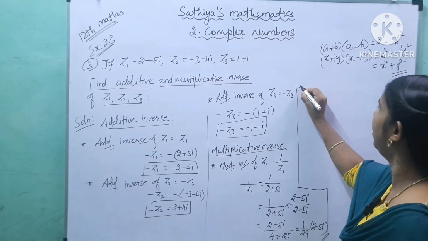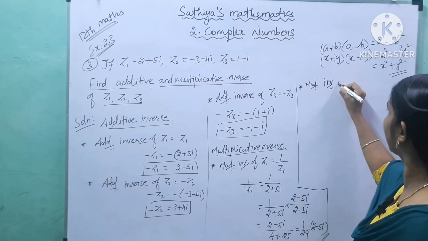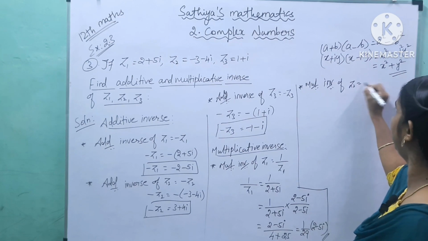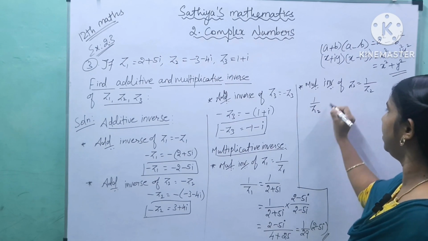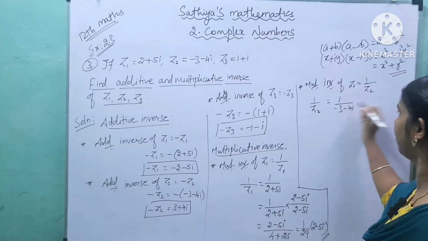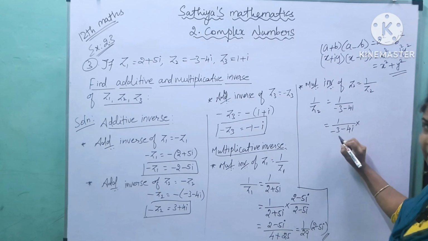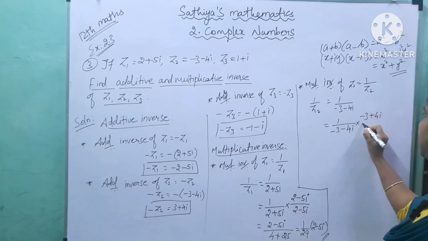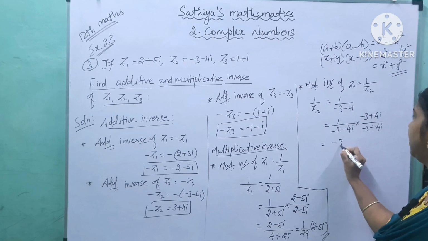Similarly, multiplicative inverse of z2 is given by 1 by z2. So 1 by z2 is equal to 1 by minus 3 minus 4i. Conjugate of this is minus 3 plus 4i. Just we should change the sign of the imaginary part alone. So minus 3 plus 4i.